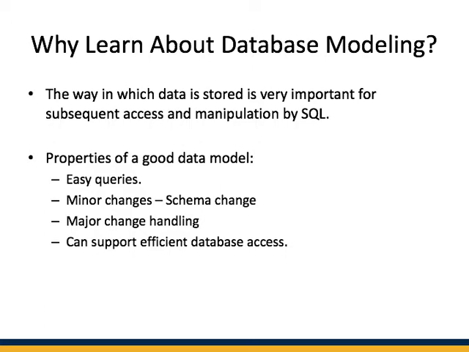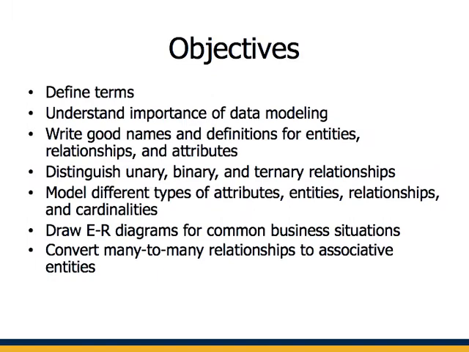Then the other is any kind of major changes in the problem domain should be handled without too much difficulty. That's what a good database model provides us with, that these things become easier. And then the model should be able to support efficient database access, because efficiency, as you know, is important in database access. Again, going back to the example of Google, if you have to wait on Google's database for milliseconds, microseconds, 2 seconds, 5 seconds, you say, oh, it's too much, right? So that's why efficiency is foremost.